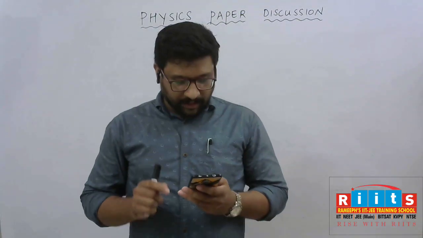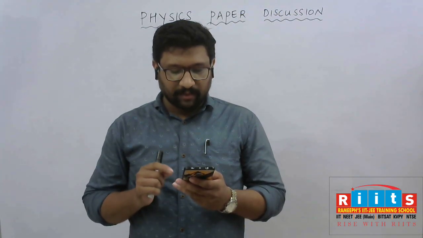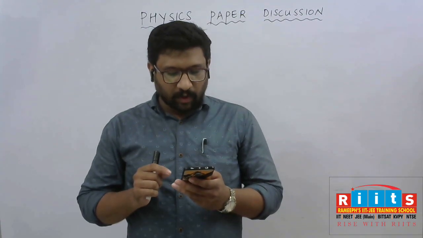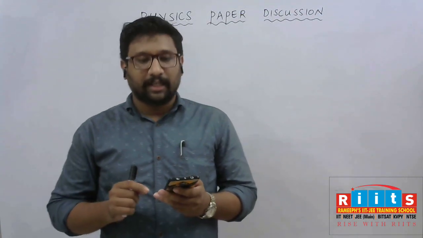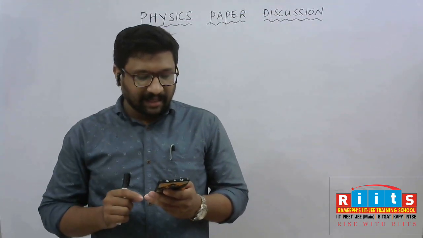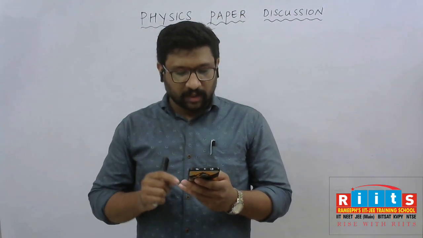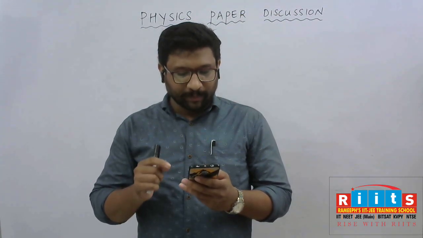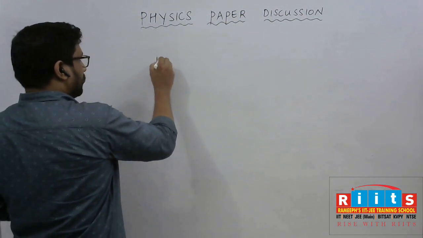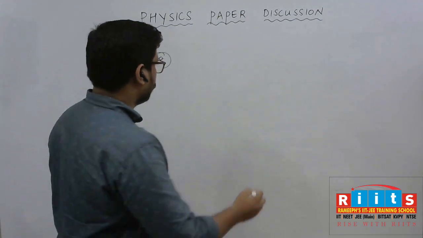Question number 18. A boat crossing a river moves with velocity v relative to still water. The river is flowing with a velocity of v by 2 with respect to the bank. The angle with respect to the flow direction with which the boat should move to minimize the drift. So in this question, they are asking what is the angle the boat has to make to minimize the drift.